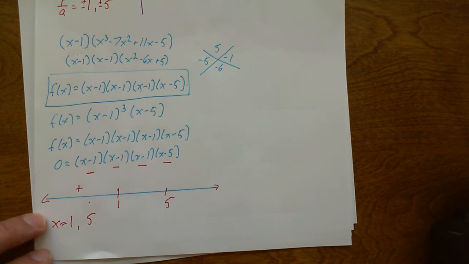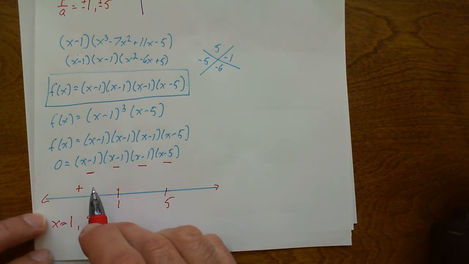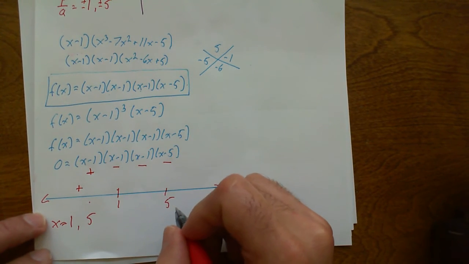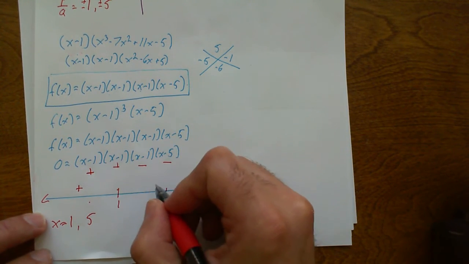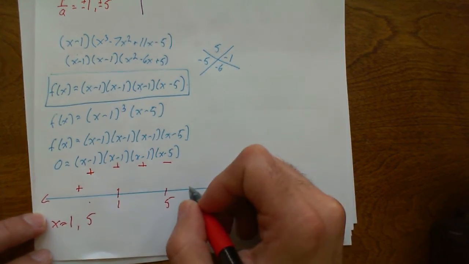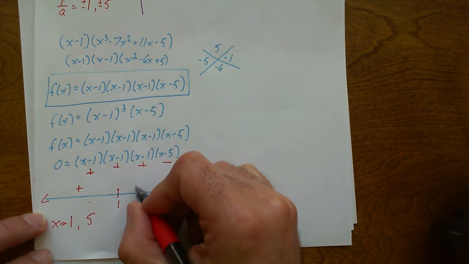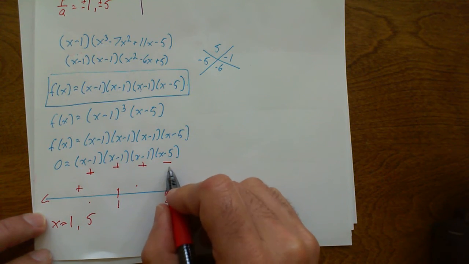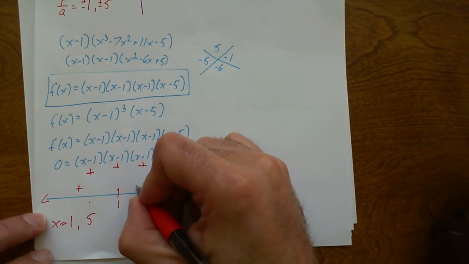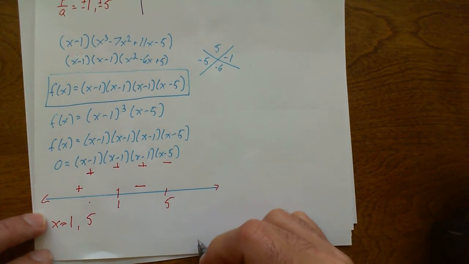Between 1 and 5, what should we plug in? Let's plug in 4. What's 4 minus 1? Positive, 3. 4 minus 1, positive. 4 minus 1, positive. And then 4 minus 5 is negative. What do we got here? We got 1 negative, which is odd, so that'll be a negative.